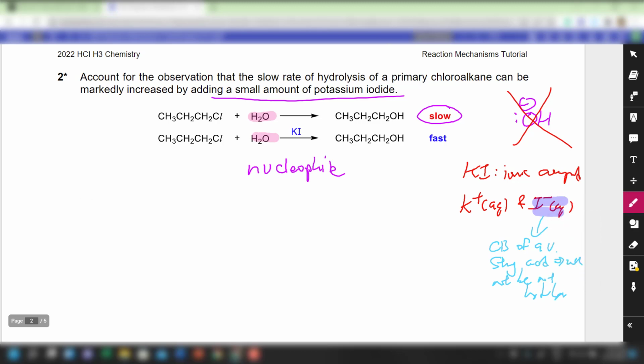In this case, how can we make sense of the reaction? I think we can make sense of why it is slow. It is slow because, number one, we have a very poor nucleophile. Water in this case is a poor nucleophile, so you have to emphasize that. That explains why the first reaction is very slow. The reason why the second reaction becomes fast is because I expect iodide to be a stronger nucleophile than water.